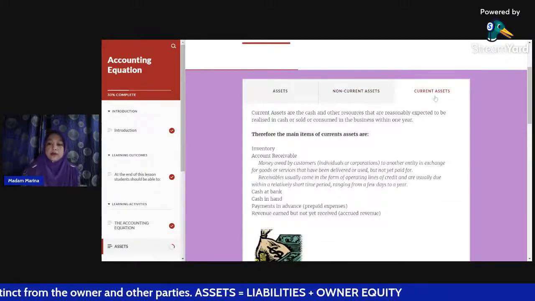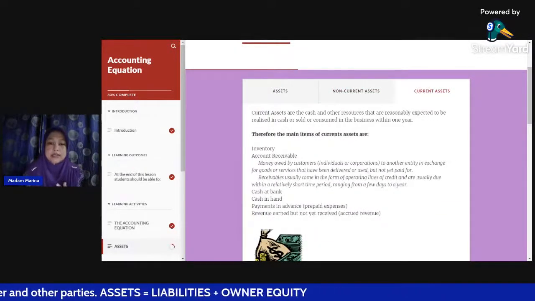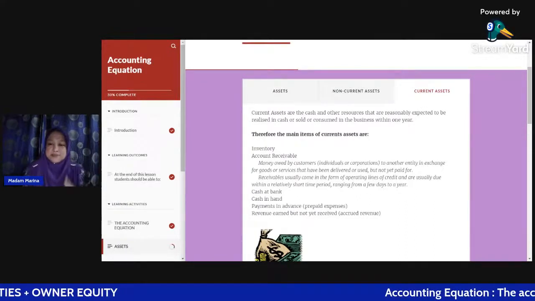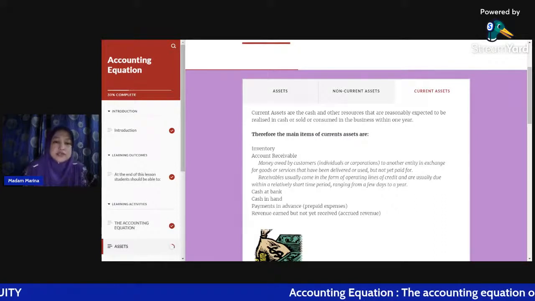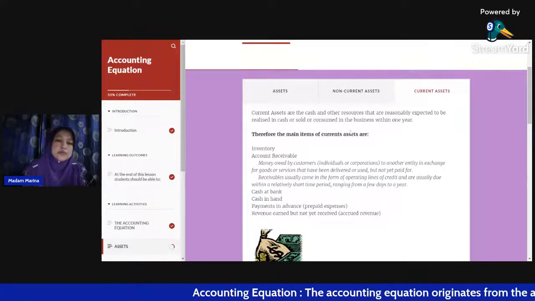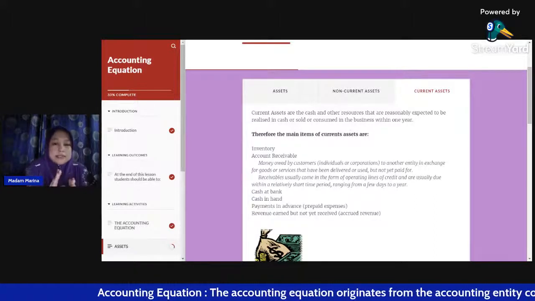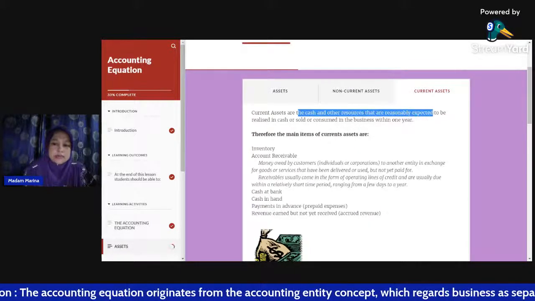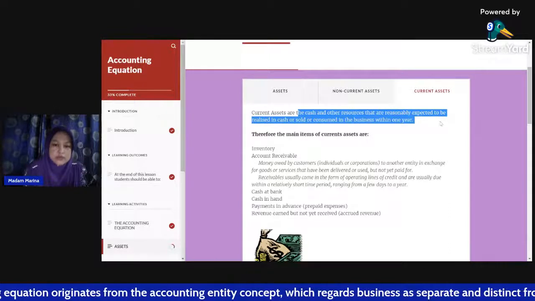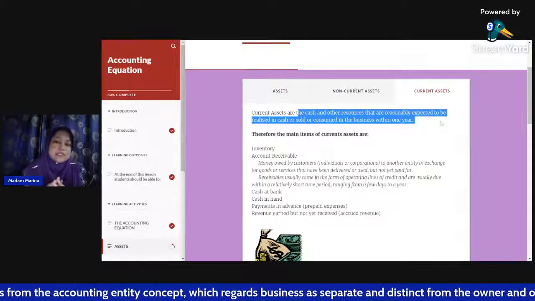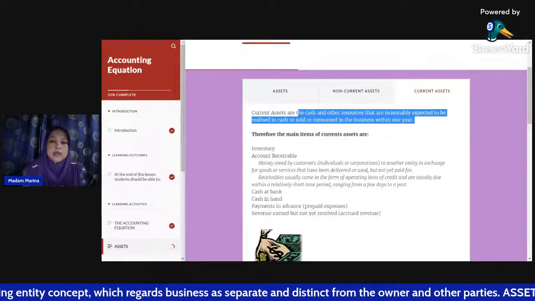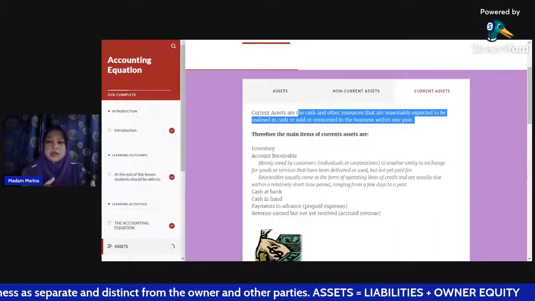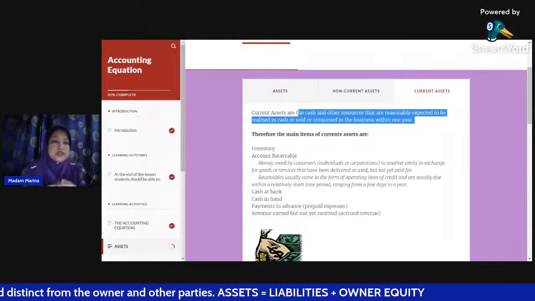Okay, how about the current asset? Current assets are the cash and other resources that are reasonably expected to be realized in cash or sold or consumed in the business within 1 year. Okay, current assets are the cash and other resources that are reasonably expected to be realized in cash or sold or consumed in the business within 1 year. Within 1 year, the value will change, for short period.